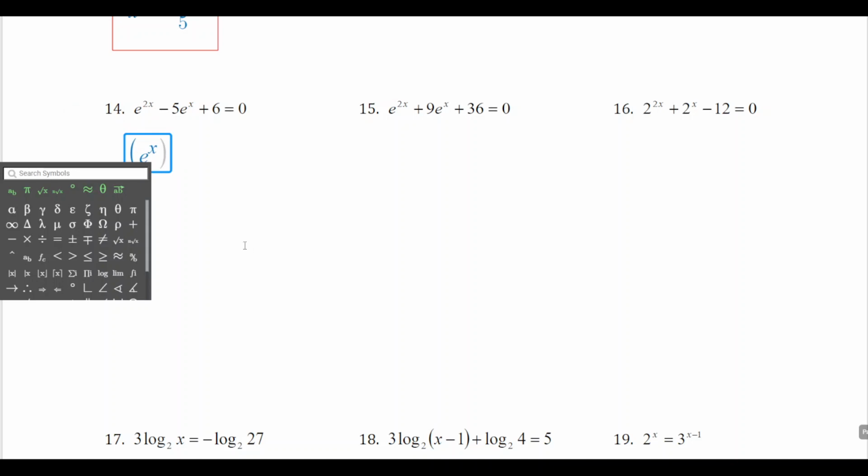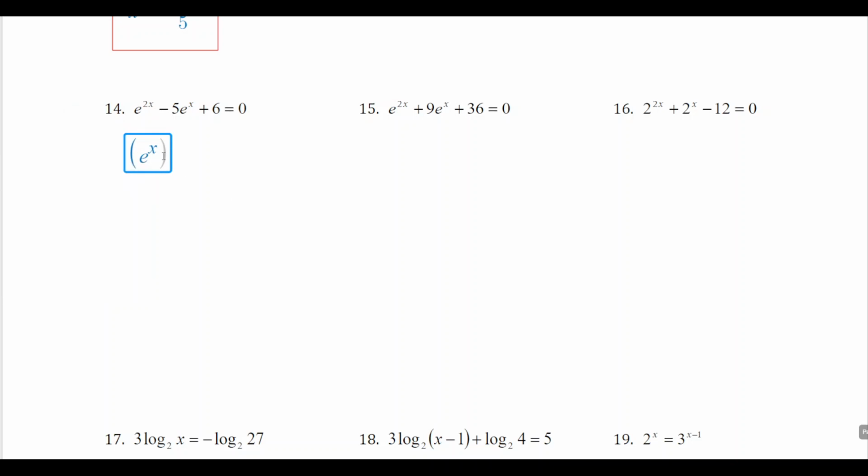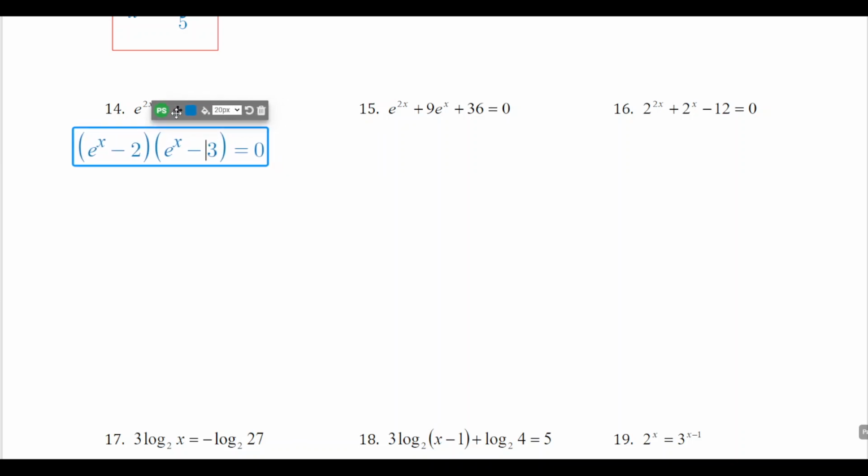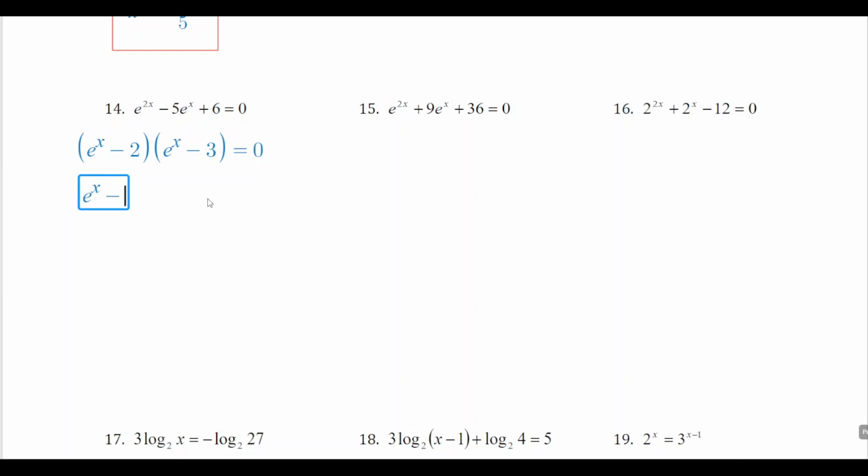Let's see here. So two numbers that multiply to give me 6 and add up to -5 would be -6 and 1? No, -2 and -3. So e to the x minus 2, e to the x minus 3 equals 0. And so we can split this up using the zero product property. So we're going to set either e to the x minus 2 equals 0 or e to the x minus 3 equals 0.